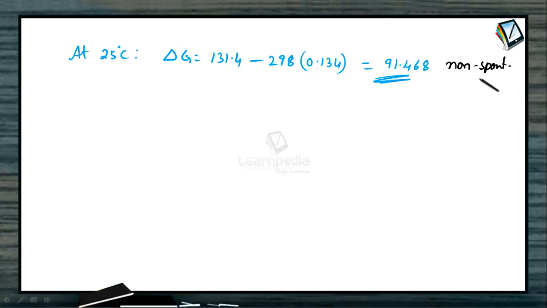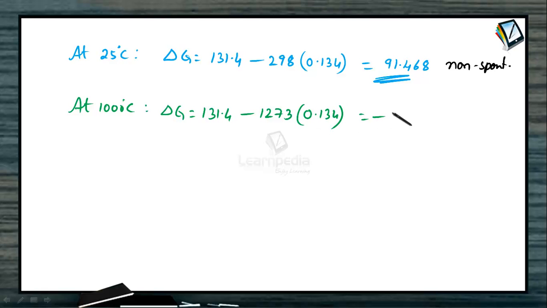So as the delta G value is positive, we can confirm that this is non-spontaneous at this temperature of 25 degrees centigrade. So if you want to even check out what is happening at 1000 degrees centigrade, it is like this. Delta G is equal to 131.4 minus 1273 Kelvin temperature multiplied by 0.134, and you get the value is equal to minus 39.182.